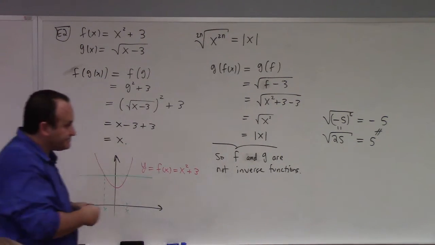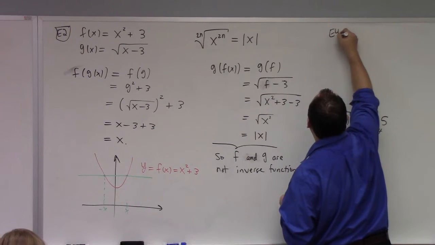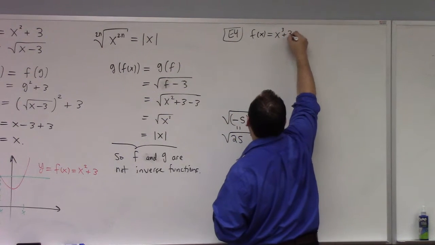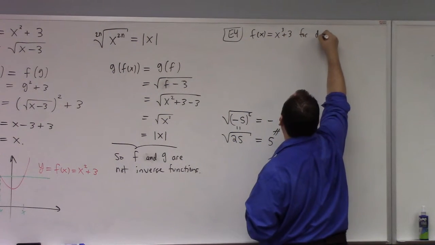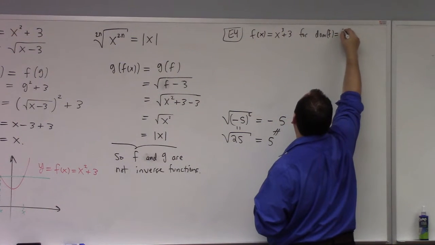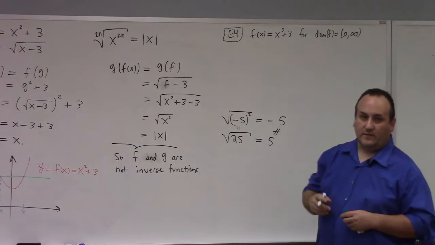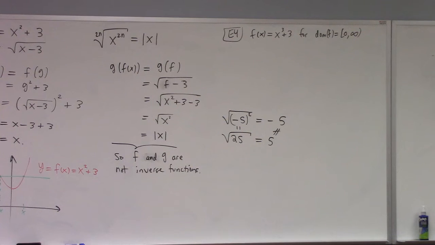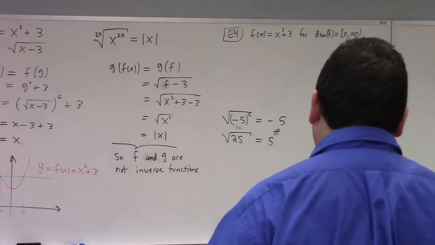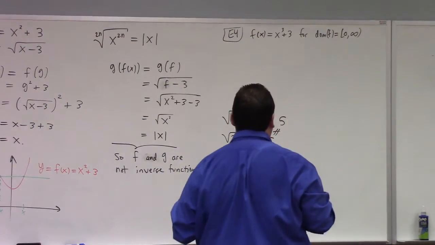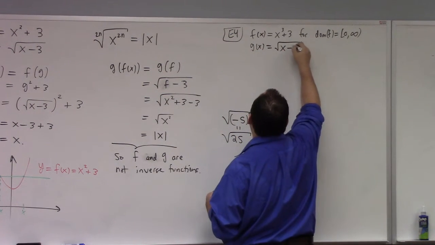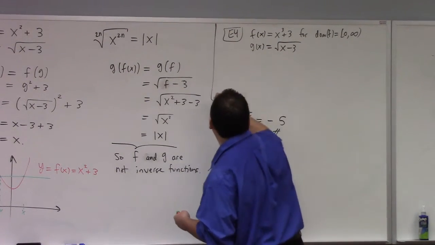So like example 4, if we had f of x equals x squared plus 3 for the domain of f equal to 0 to infinity, like that. So just define the domain of f to only include positive x, right? Then the graph is only half of a parabola, and so you don't fail the horizontal line test. And then you can let g of x be what it was, and by the algebra we just did, right?